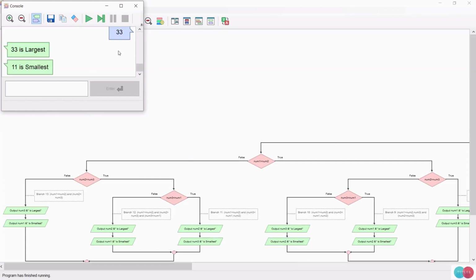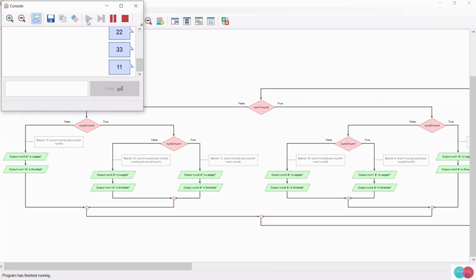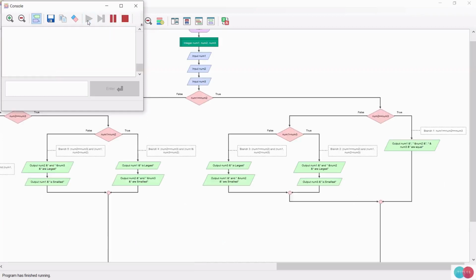Right. So now we will see the 11th scenario. The 11th scenario is second number is the largest and third number is smallest. So 22, 33 and 11. So second number is largest and third number is smallest. 11th scenario is done. We will see the penultimate scenario, that is 12th scenario.